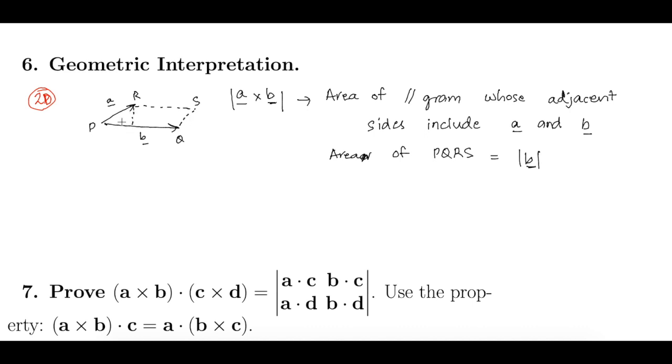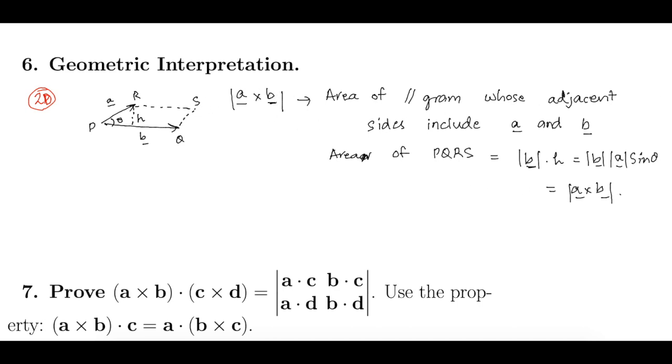So perpendicular height is, let's say this is H. So times H. But what is H? If this is theta here, the angle between A and B, what is H? H is nothing more than A sine theta. So B A sine theta, and we know that this is equal to the magnitude of A cross B. Okay, so this is the way to show this in 2D.